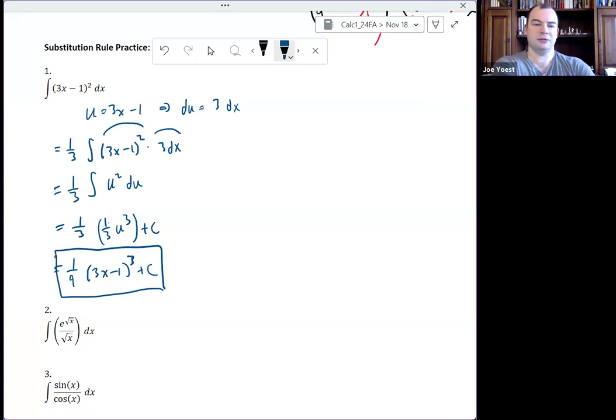I think that's right. I can differentiate. I get 3 times stuff to the second. One of the powers of 3 cancel, so I get 1/3 times the derivative of the inside, which is another factor of 3. Another factor of 3 will cancel, and I get (3x minus 1) squared, which is exactly what I'm looking for.